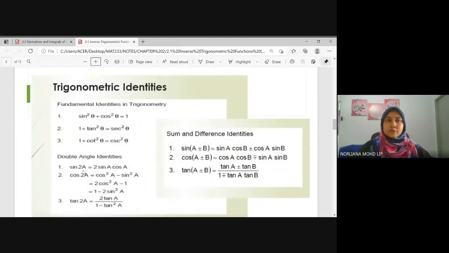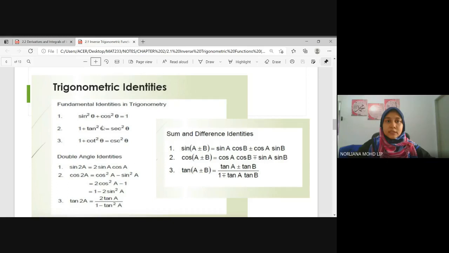Okay, to solve the inverse of trigonometric function, we must use these trigonometric identities. You all boleh list down these three formulas, the fundamental identities in trigonometry. Okay, in the final exam, the list ni semua ada dalam appendix. Tapi untuk memudahkan awak sebab ODL, awak boleh senaraikan lah. Based on chapter 2, in fundamental identities, there are 3 formulas.